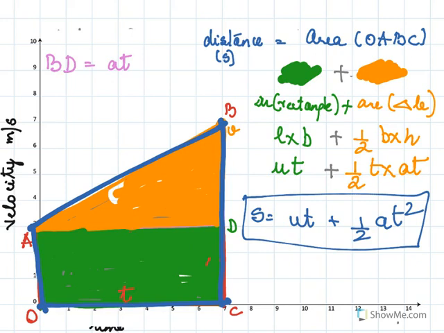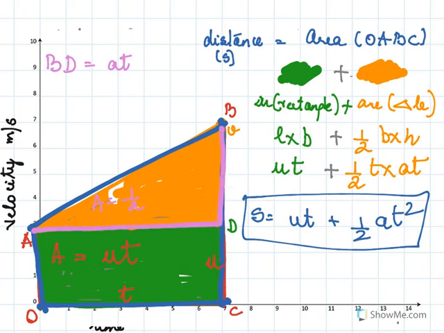This is the length and this was the breadth. So this area equals length into breadth, UT. And then we have the area of this triangle. Now the area of the triangle is half base into height. So this area is half, and the base here, this is the base, and here is the height.